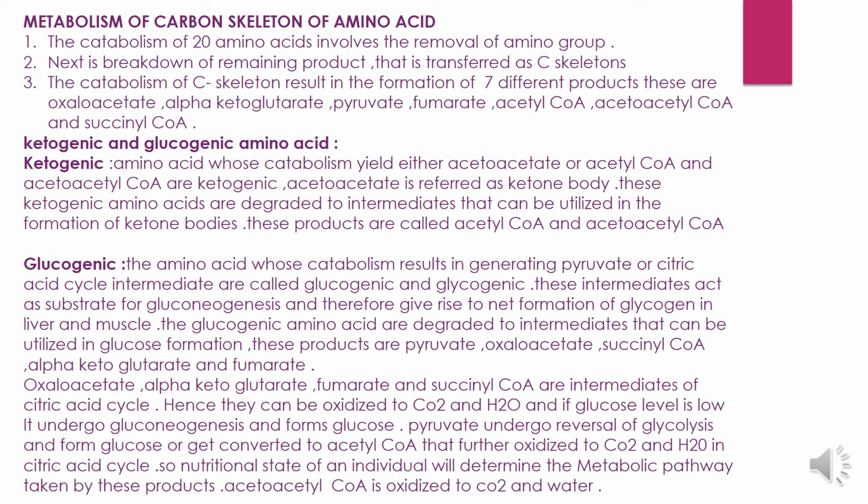Hence, they can be oxidized to carbon dioxide and water, and if the glucose level is low, they undergo gluconeogenesis and form glucose. Pyruvate undergoes reversal of glycolysis to form glucose or gets converted to acetyl coenzyme A, which is further oxidized to carbon dioxide and water in the citric acid cycle. So the nutritional state of the individual will determine the metabolic pathway taken by these products. Acetoacetyl coenzyme A is oxidized to carbon dioxide and water.